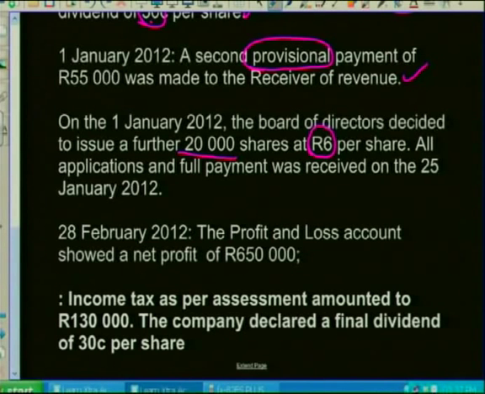All applications and full payment was received on the 25th of January 2012. Now remember, guys, that date is important, not the 1st of Jan, because on the 25th of January is when all the shares were actually sold to your shareholders. Let's now look at how we're going to record this transaction.